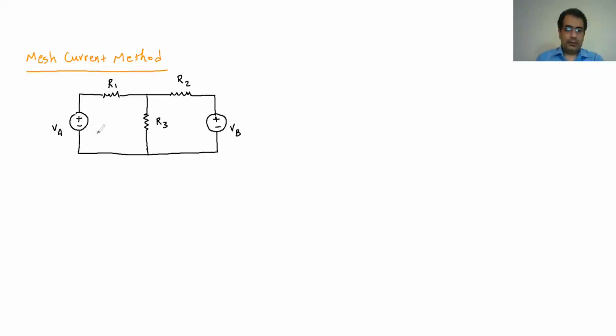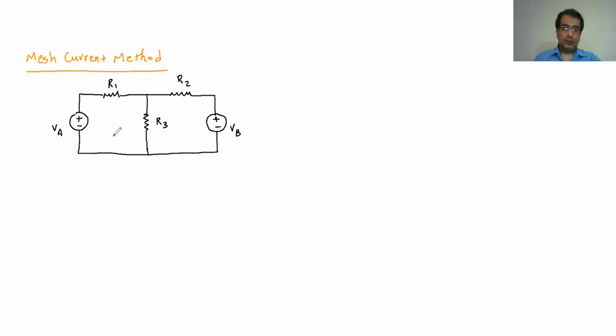So first I'm going to have, say, this is one loop and this is the second loop that I have. Then I'm going to assign a current to each of these loops separately. So I assume that there's a current in this first loop. Just assume the rest of the circuit is not there. Assume that's the only loop you have. Then assign a current to that.